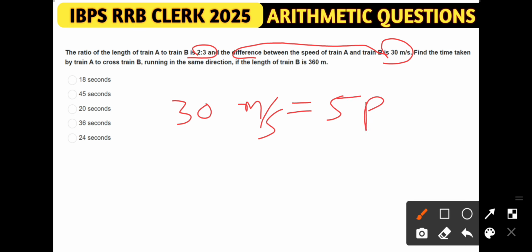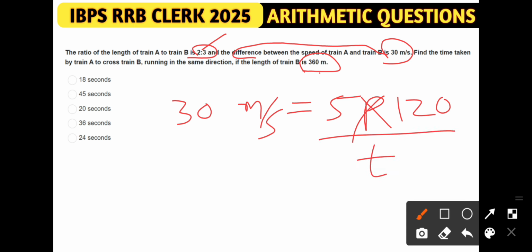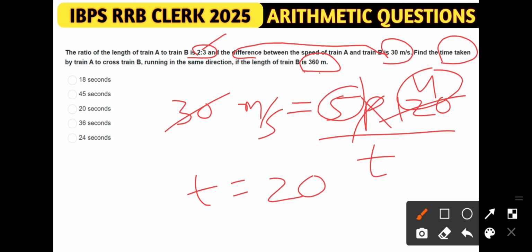Okay, find the time taken by them to cross each other in the same direction if the length of train B is 360. Here given that train B, which means 3 parts value, is 360, so 1 part value will be 120. So we have a total of 5 parts. 5 parts value means 5 into 120, which will be 600, divided by time. We need to find the value of time. Time equals 600 divided by 30. So t equals 20. So our answer will be 20 seconds. Option C is the answer for this question.